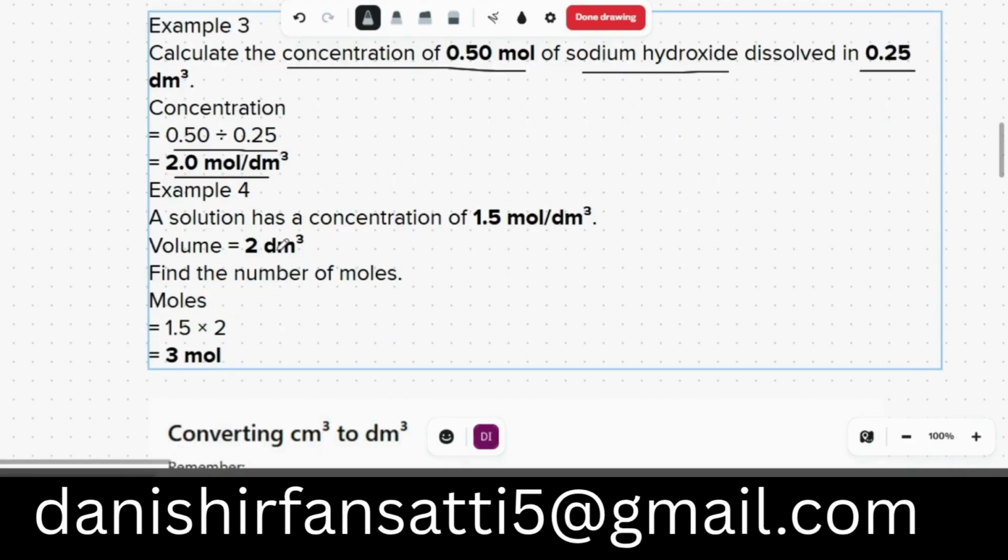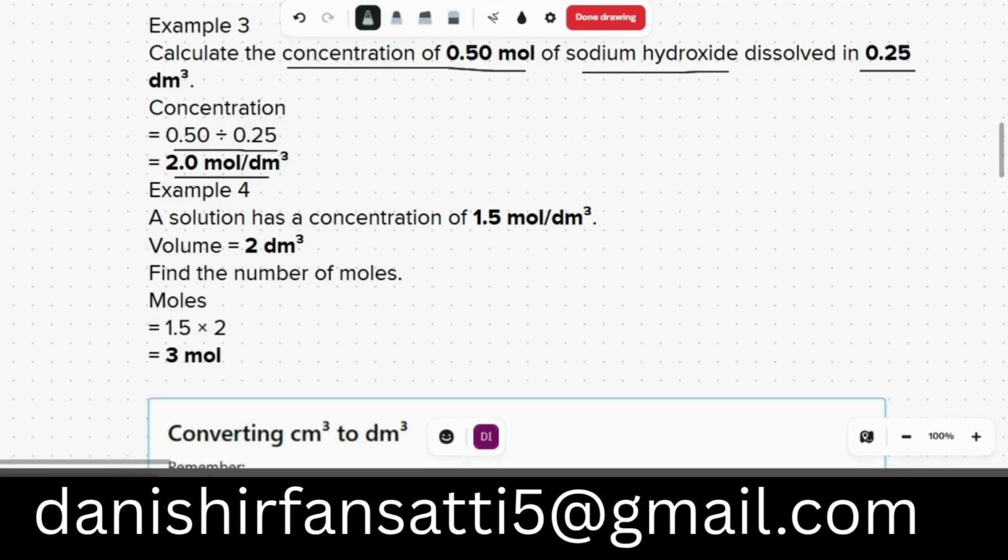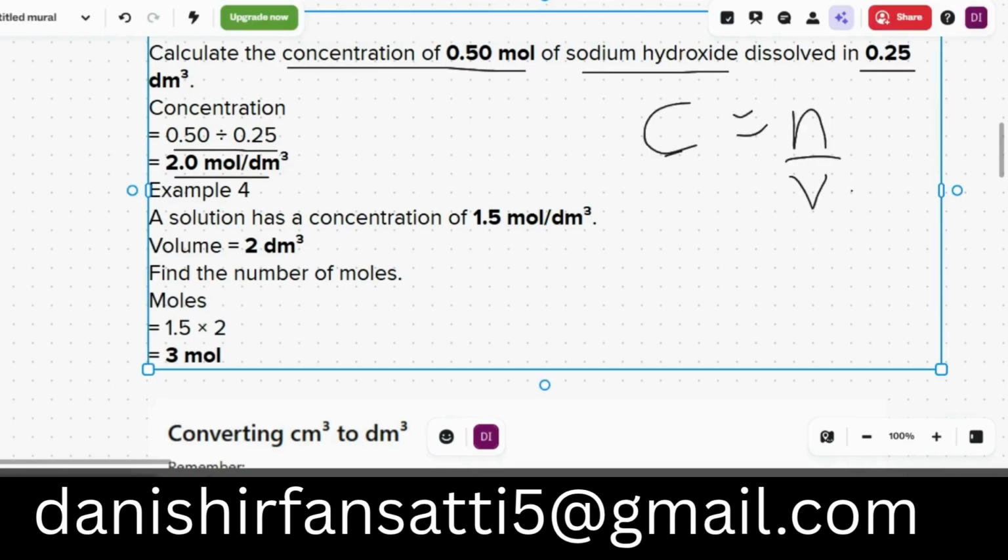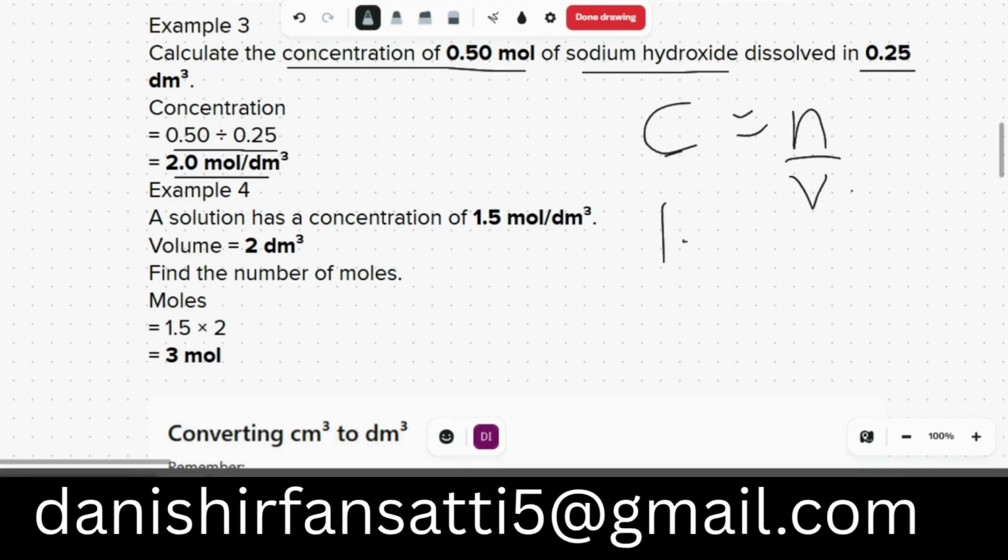A solution has a concentration of 1.5 moles per decimeter cube and the volume is 2 decimeter cube. Find the number of moles. Concentration C is equal to N over V. So C is 1.5 and volume is 2. I will cross multiply it, so that will give us 3 moles.